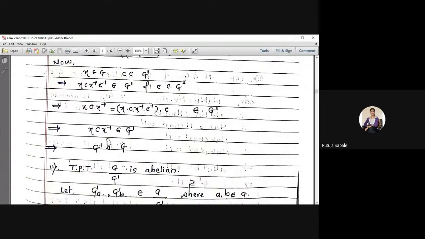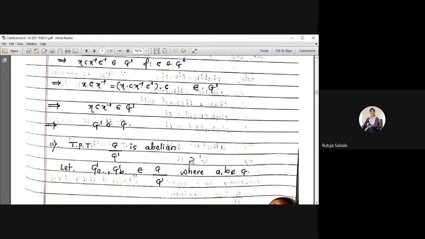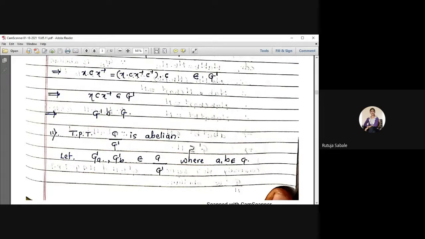Now the next statement, we have to prove that G by G dash is abelian. Okay, G by G dash is the abelian group. We have to prove that. Every element from this factor group is in the form of G dash A, where A belongs to G. Okay, factor group चा element हा कोणत्या टाइपचा असतो? G dash into A, H A माहिती आहे ना, H A, where A belongs to G. If G by H is the factor group, then every element of that factor group is in the form of HA, where A belongs to G.